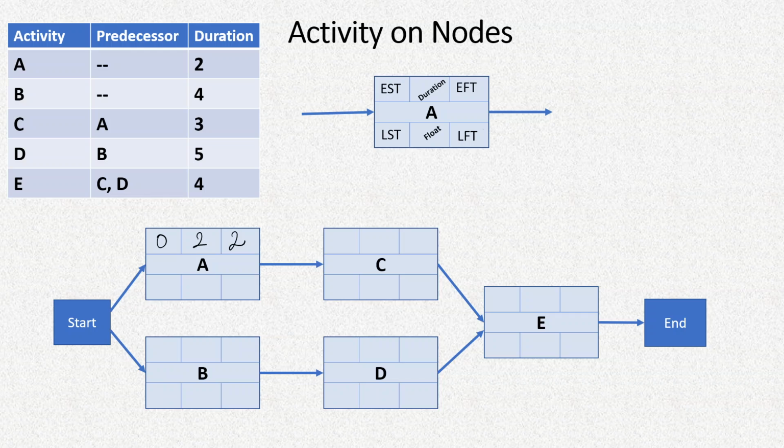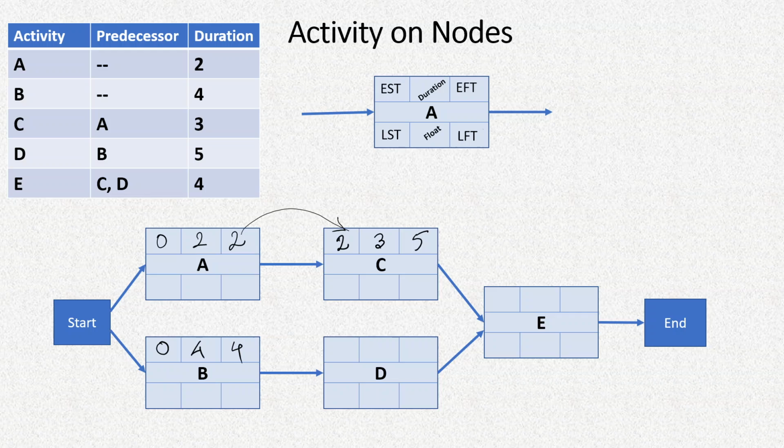Then we'll go to activity C, which can be started after completion of activity A, and its own duration is 3 days. So this will be transferred to here, 2, and 2 plus 3 is 5 days when it will be completed. Now let's go to activity B, where B can also start on day 0 because it's not dependent on any other activities. Its own duration is 4 days, and therefore the finish time is also 0 plus 4, that is 4 days.